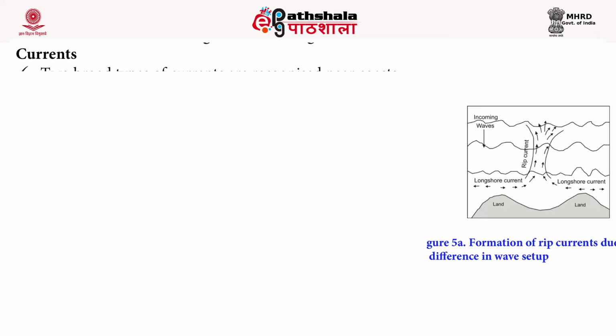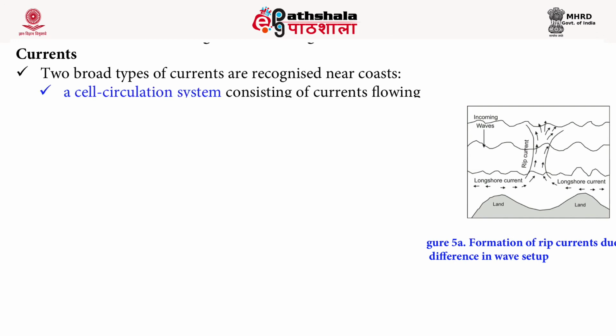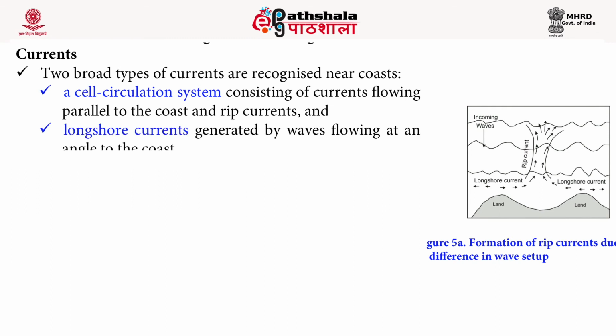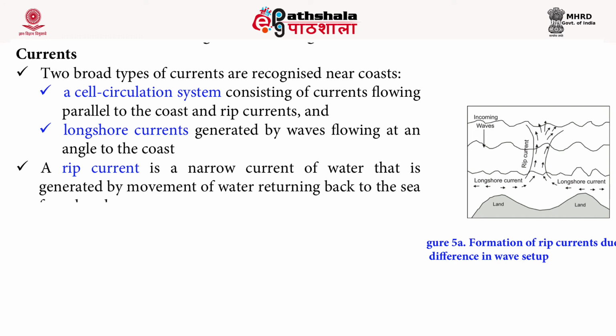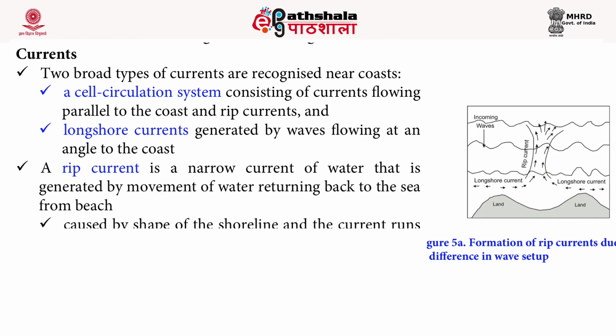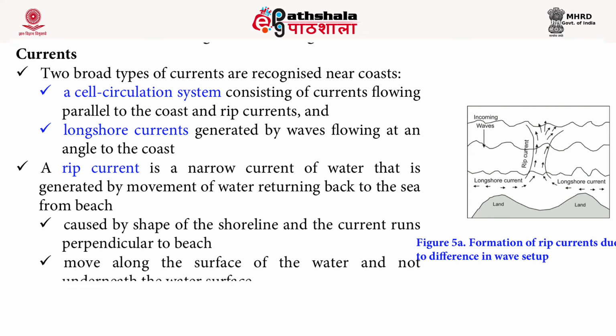Two broad types of currents are recognized near the coast. One is a cell circulation system that consists of currents flowing parallel to the coast, rip currents, and longshore currents that are generated by waves flowing at an angle to the coast. A rip current is a narrow current of water that is generated by the movement of water returning back to the sea from the beach. It is caused by the shape of the shoreline and the current runs perpendicular to the beach. Rip currents move along the surface of the water and not underneath the water's surface.